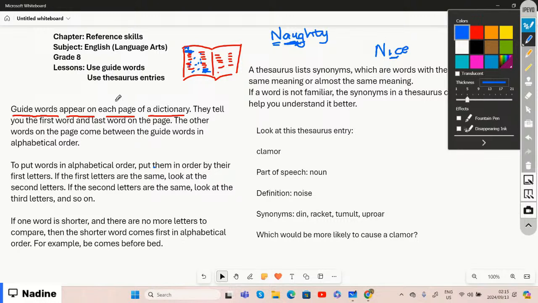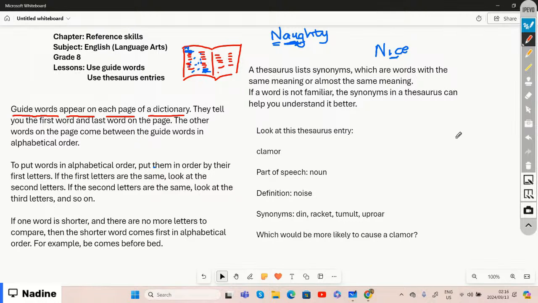Because remember, when it comes to a dictionary as well as a thesaurus, it is in alphabetical order. It makes it much easier for you to look for specific words. So now you know, okay, it's alphabetical order, words from A to Z. And in order to put words in alphabetical order, or to use guide words to look for words in a dictionary, you need to put them in order by their first letter.